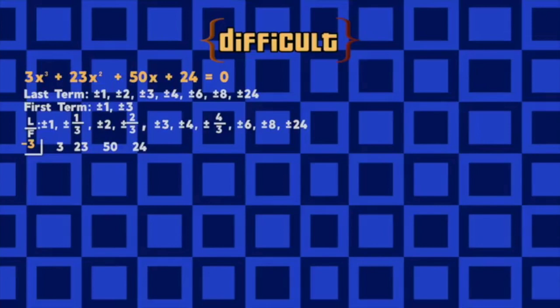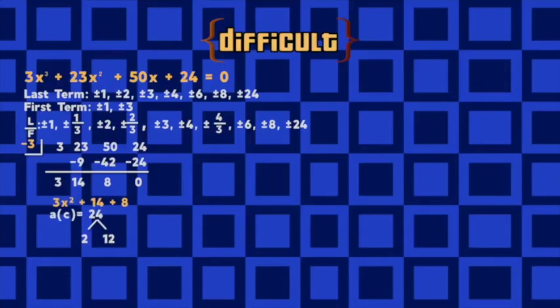Apply synthetic division and the numbers below will be negative 9, negative 42, and negative 24. Now, add all the numbers and you will get 3, 14, and 8. Let us now use factoring with those numbers: 3x squared plus 14x plus 8. 3 times 8 equals 24, and splitting 14 it will be 2 and 12.